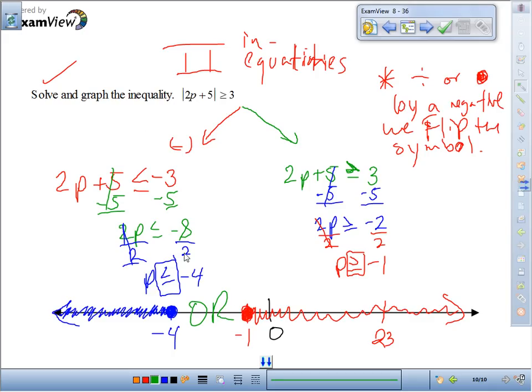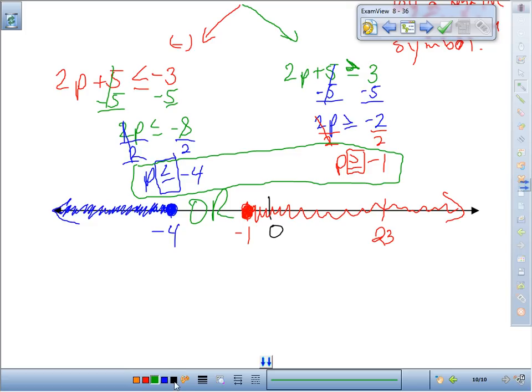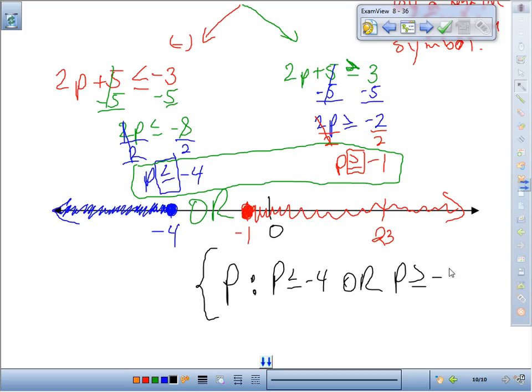Okay, so for solutions, as long as you have this, I'm good. However, if you write your statement, the solution set of all P such that what? What do we write? P is less than or equal to negative 4, or P is greater than or equal to negative 1. Remember that? Yay, we love these.